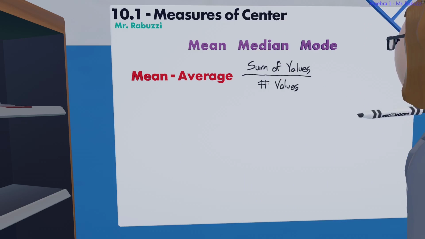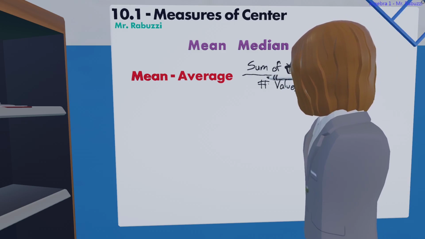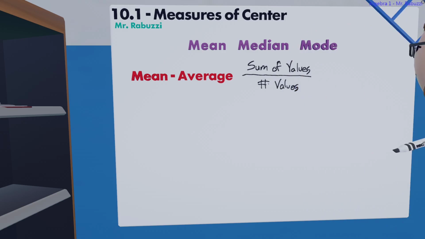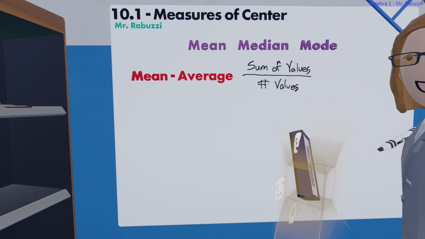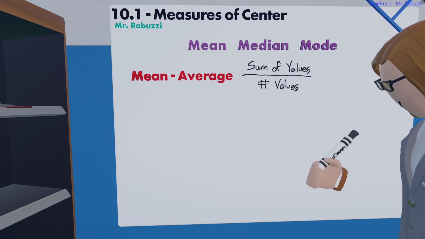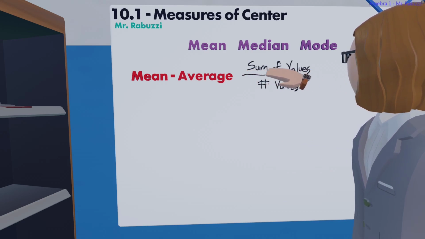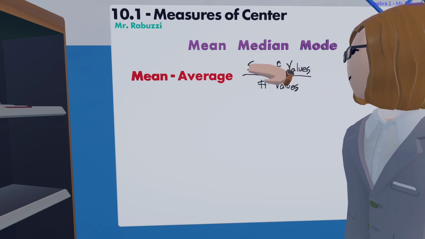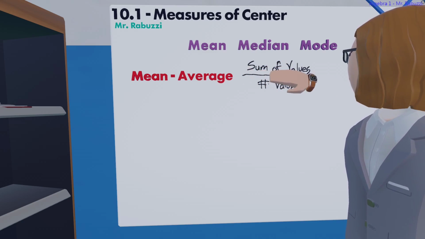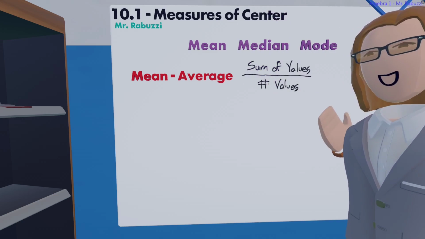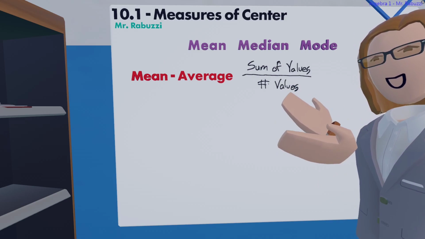Okay. This is not hashtag values. This is number of values. So if I have 10 people in a class and they all take a test, I'm going to add up their scores for the top, right? I'll add 63 plus 83 plus 2, blah, blah, blah. Add those all up to get a big number.